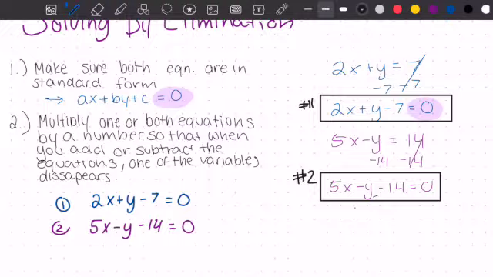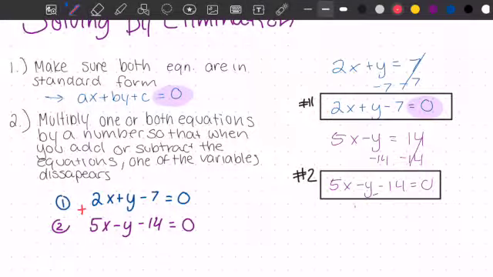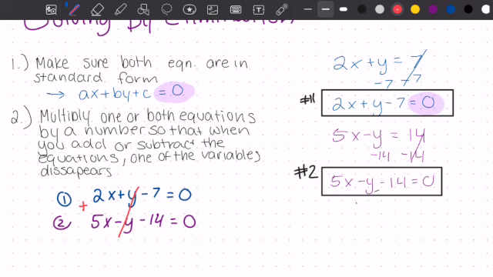Y plus negative y, does that equal 0? Yes. So if I add these two equations together, I can cancel out my y variables. Then I'll be left with 7x, because I'm adding 2x plus 5x together. And I'm adding negative 7 plus negative 14, which gets me negative 21. And that's going to be equal to 0.